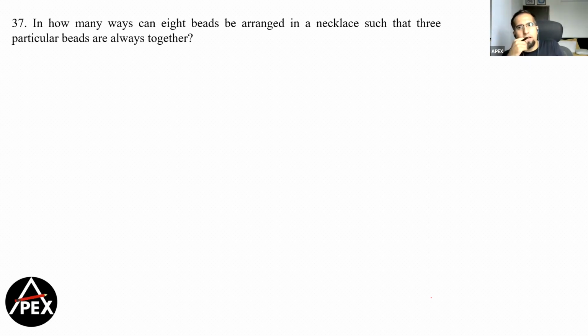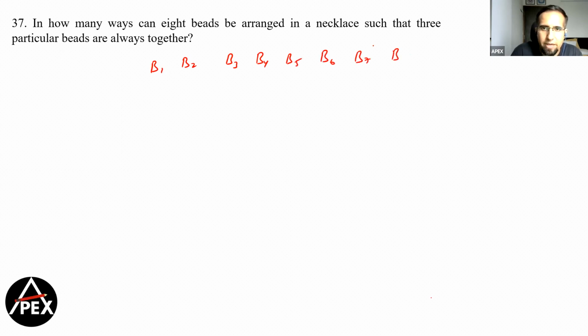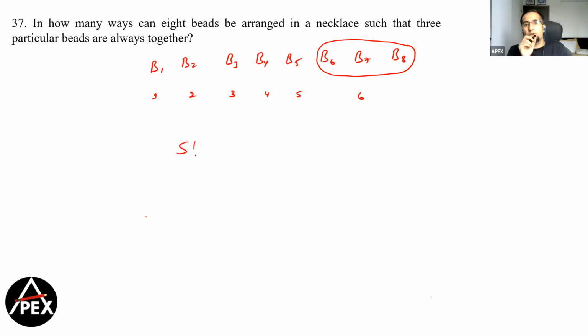It's a necklace. Don't forget that. So let's see here. I have, let's say, bead 1, bead 2, bead 3, bead 4, bead 5, 6, 7, and 8. I'm saying that these 3 particular beads are together. No issues. So how many items do I have? I have 1, 2, 3, 4, 5, and 6. So 6 items in a circular manner would be 5 factorial. And since I'm arranging in a necklace, this becomes 5 factorial by 2.